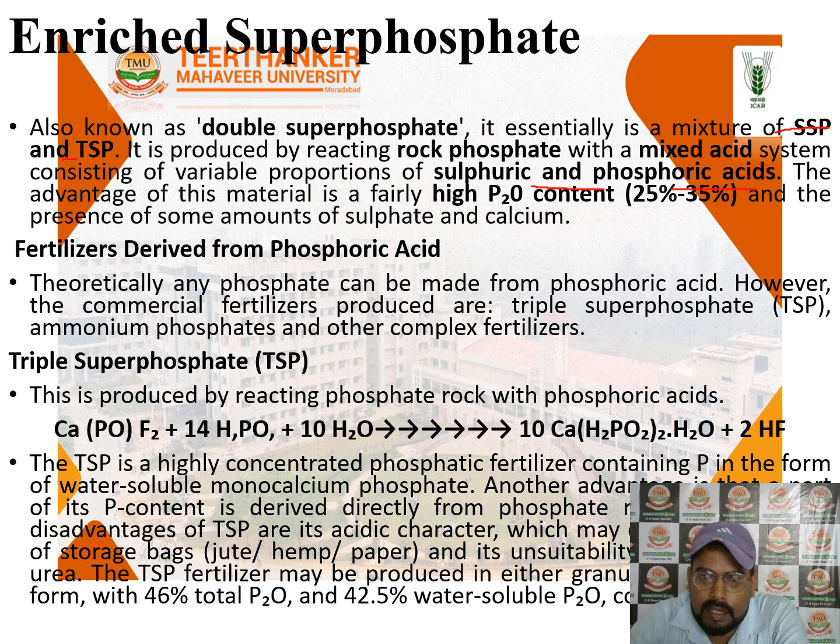Theoretically, phosphate can be made with phosphoric acid, and triple superphosphate is commercially produced from phosphoric acid. TSP is produced by reacting phosphate rock with phosphoric acid, with the formation of calcium phosphate. TSP contains phosphoric acid P in the form of water soluble monocalcium phosphate. Another advantage is that P is directly available phosphate, with the disadvantage of TSP being a character of many fertilizers.